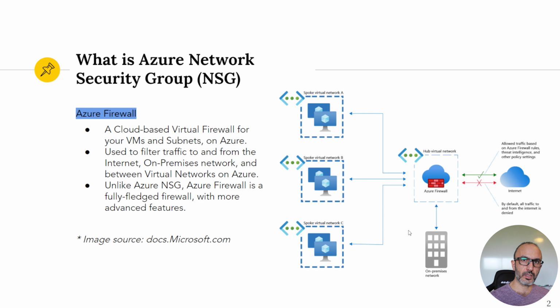Unlike the Network Security Group, Microsoft Azure Firewall is a fully fledged firewall. So it contains advanced security features like NAT-ing and intelligent traffic filtering, and it also gives you the classic 5 tuples of source and destination IP address, source and destination port, and protocol.